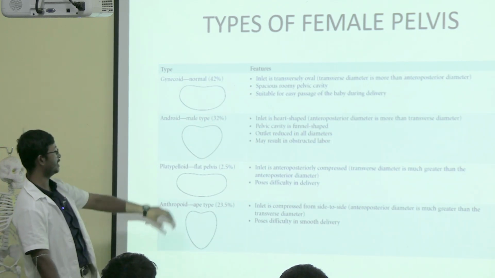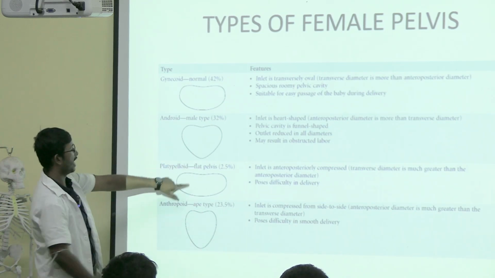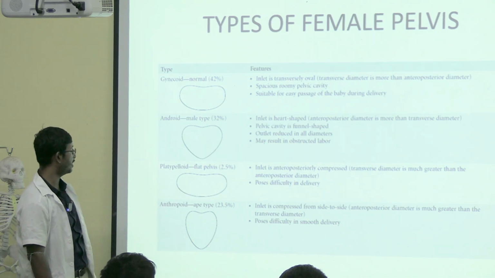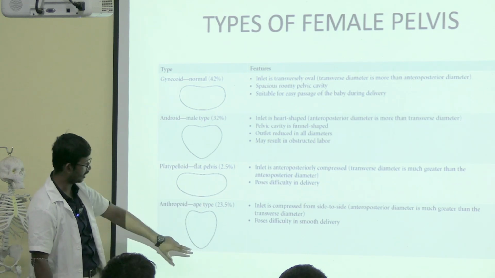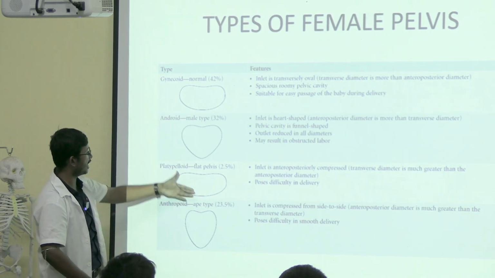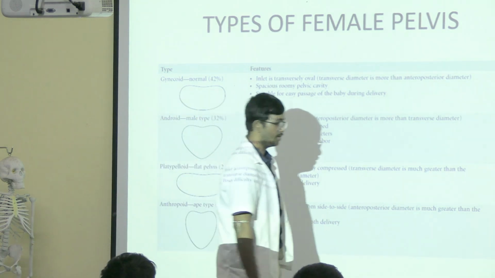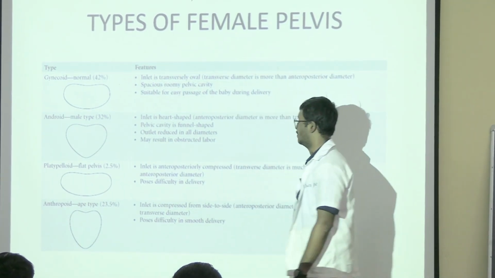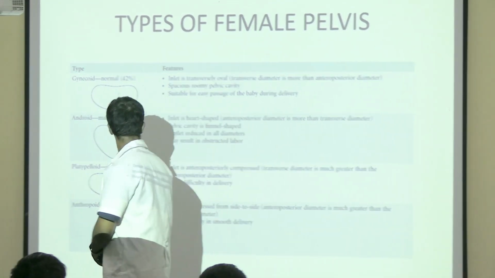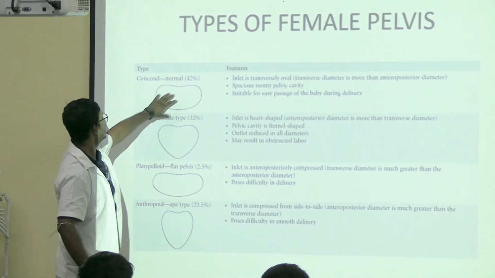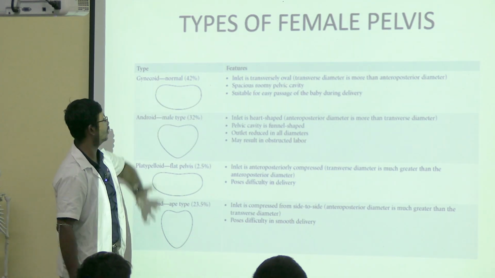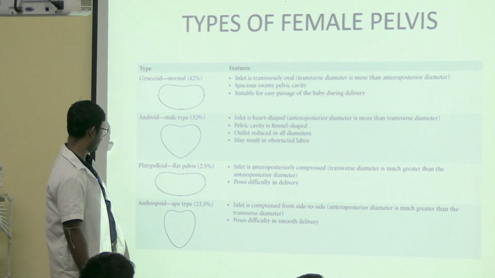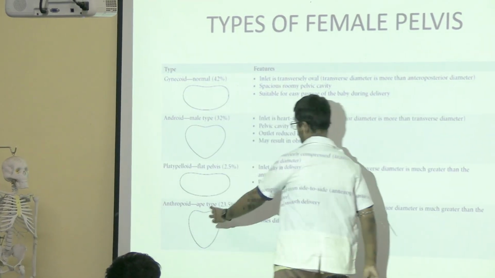In platypelloid or flat pelvis, the pelvis is more flattened. So the anteroposterior diameter is very much narrow compared to your transverse diameter. And in case of anthropoid, the anteroposterior diameter is very much longer and the pelvis is more narrow. So in these three types, it is difficult for natural normal vaginal delivery. But normal vaginal delivery is more prominent in case of your gynecoid pelvis. So the pelvic inlet here is more like a transversely oval, and here it is more like a heart shaped, as we have seen here. It is compressed from side to side.